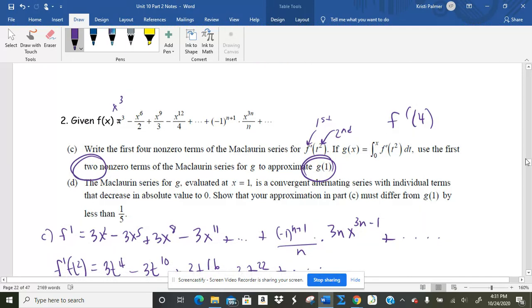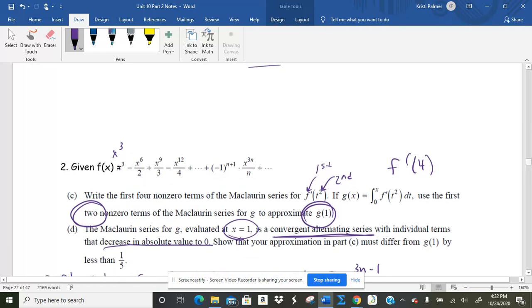So now let's go look at part D. If the Maclaurin series for G, so that's what we just did, is evaluated at x equals 1, is a convergent alternating series with individual terms that decrease in absolute value to 0. Well, they've kind of already told me that if it's convergent, okay, with alternating. But sure. Show that your approximation in part C must differ from G of 1 by less than 1/5.